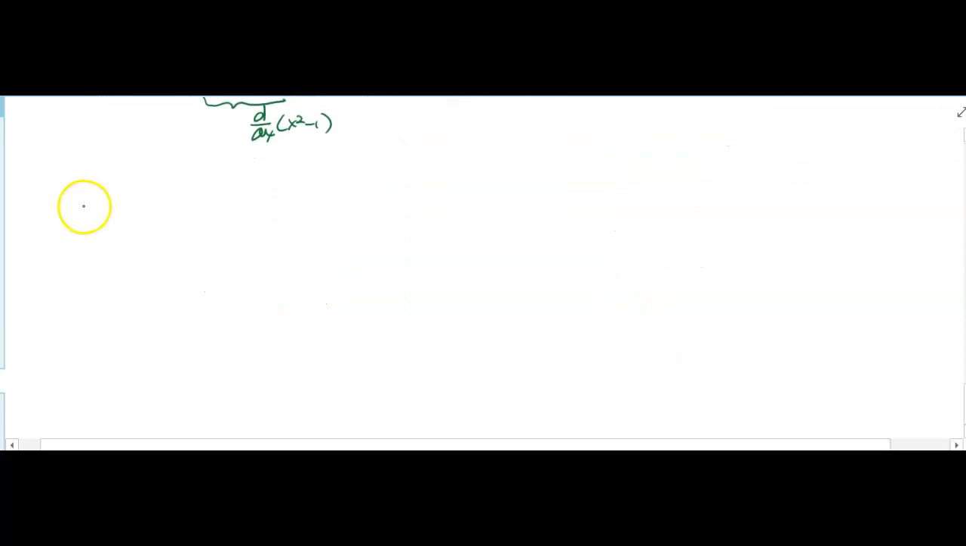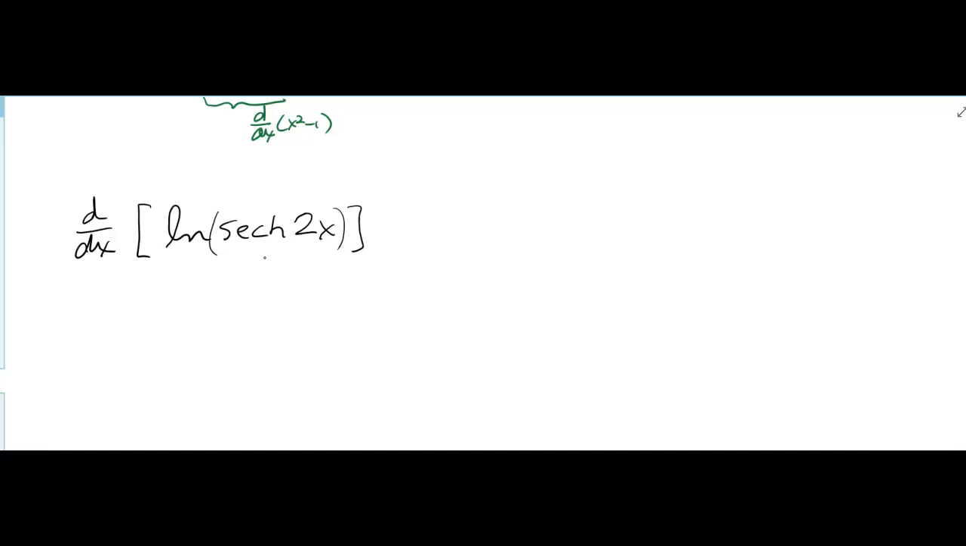Let's do d/dx of ln of sech of 2x. So this is a natural log of a hyperbolic function. This is not a product rule. It's not ln x times the sech of 2x. It is natural log of, not a product rule. And this is why you have to take the time to think about what you're doing. This is a basic chain rule. That's all that is. Not a product, it's a chain rule.